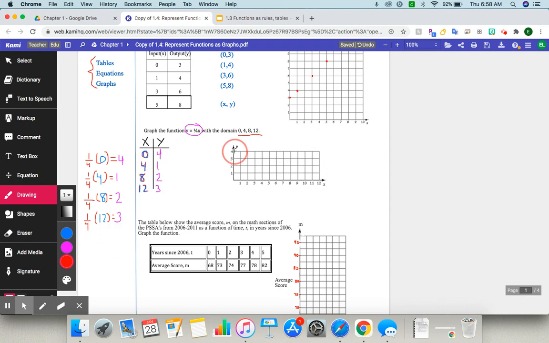So 0, 4. Sorry about that, I made a mistake. It should not be 0, 4, it should actually be just 0, right? Because anything multiplied by 0 is 0. So let me change that. And now my pattern seems to make more sense as well. So plotting the point 0, 0, and then 4, 1, 8, 2, and when X is 12, Y is 3.